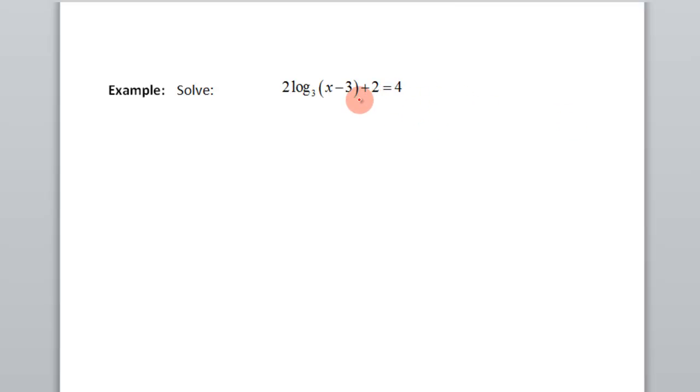Okay, let's try another one. Now again, if you have one single logarithm like we do, we need to isolate this single log from here to here. It needs to be by itself before we can change it. So you should be able to see the things that we need to get rid of, right? So first step, subtract the 2. That's 2 log base 3 of x minus 3.